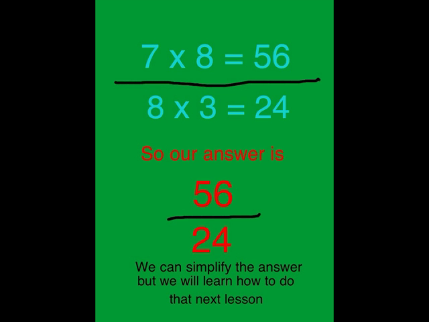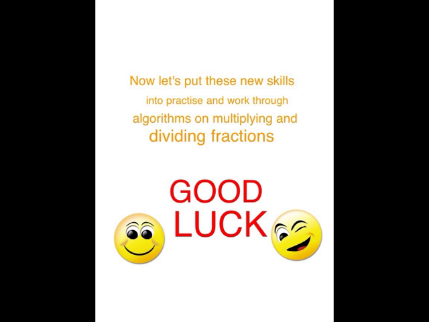7 times 8 equals 56 and 8 times 3 equals 24. So our answer is 56 over 24. We can simplify all our answers down for these algorithms, but we'll learn how to do that in the next lesson. So now let's put these new skills into practice and work through algorithms on multiplying and dividing fractions. Good luck.